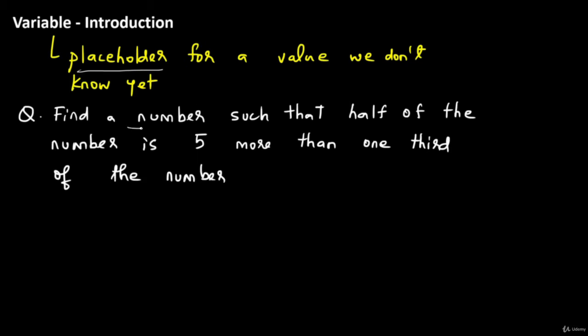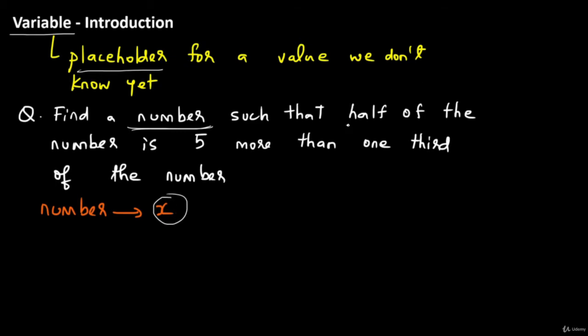Alright, now we need to find this number. We don't know the value of this number yet. So let's use a variable to represent this number. So let me take this number as x. Now you can see that a variable is typically an alphabet. We take an alphabet as a variable. Alright, so this number is taken as x.